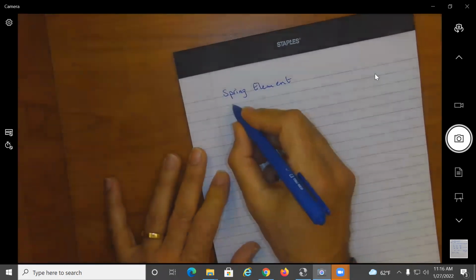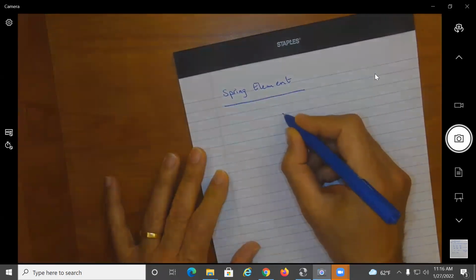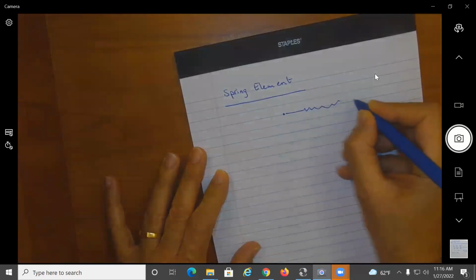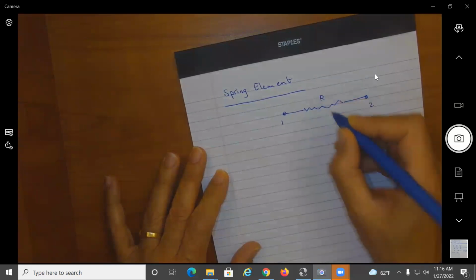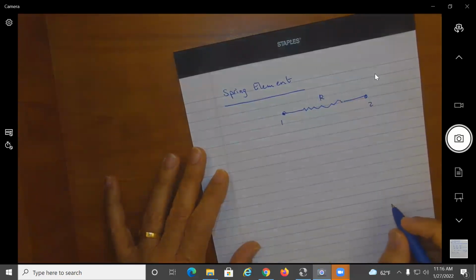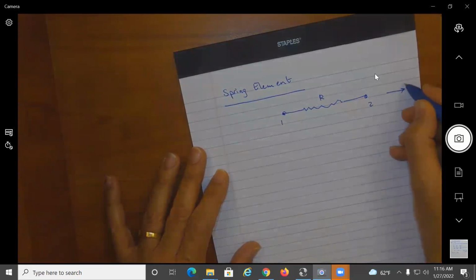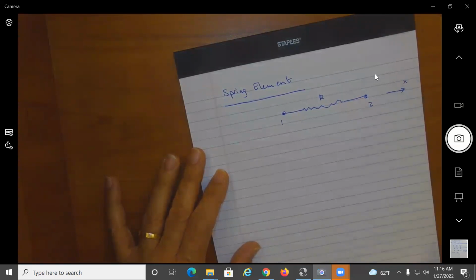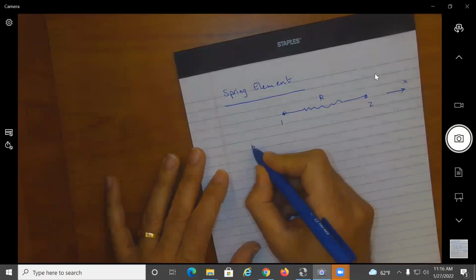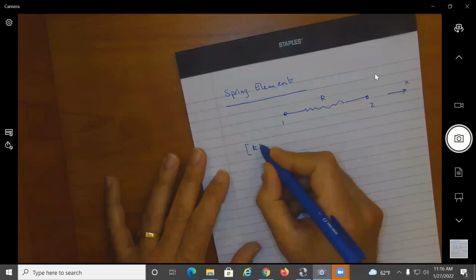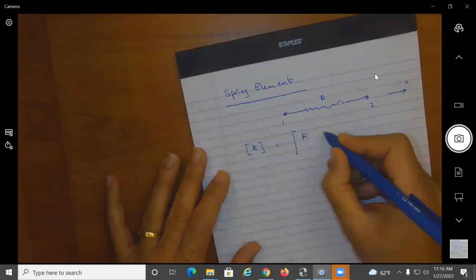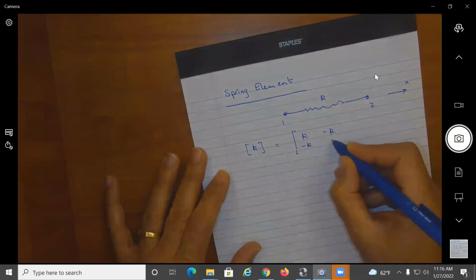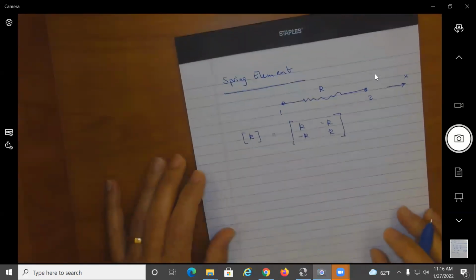We defined a 2-node spring element, 1 and 2, that has a spring constant of K, oriented along the x-axis. And we were able to derive the element stiffness matrix as K, minus K, minus K, and K for the spring element.